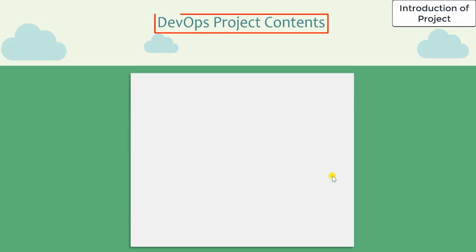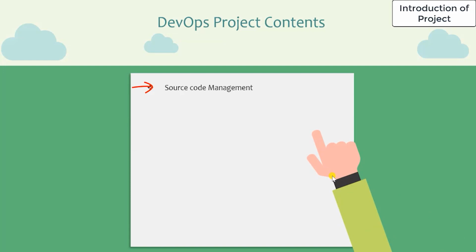So the project contents will be the source code management. In this part, we'll be setting up the Git repository. We'll be using GitHub extensively. Then Jenkins, this is the central thing that we'll be using to do CI/CD, the continuous integration and the continuous deployment. Then we'll be using Docker containers for deploying our application, because for the last 2-3 years, the whole software industry has been moving to containerizing applications using Docker. There are other competitors to Docker, but we'll be using Docker only.